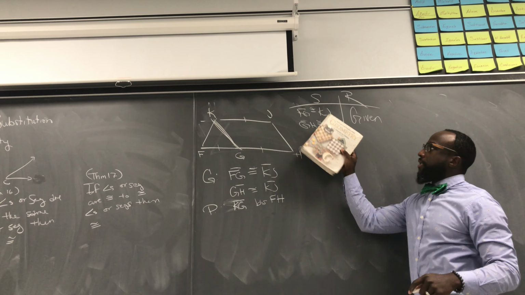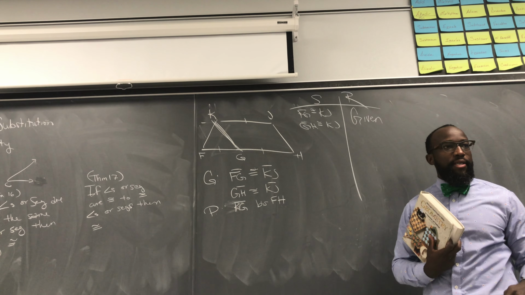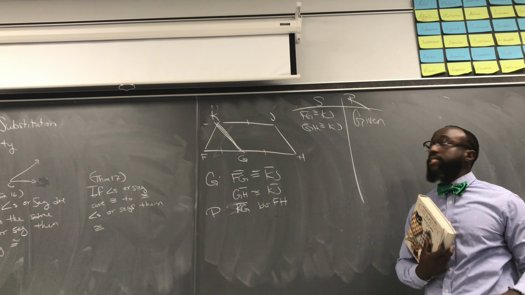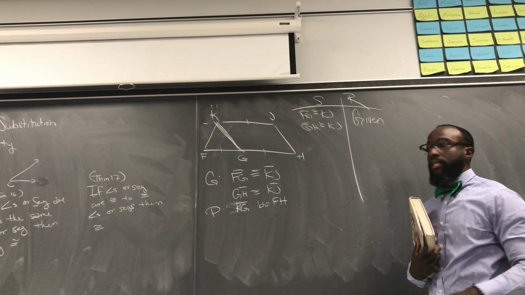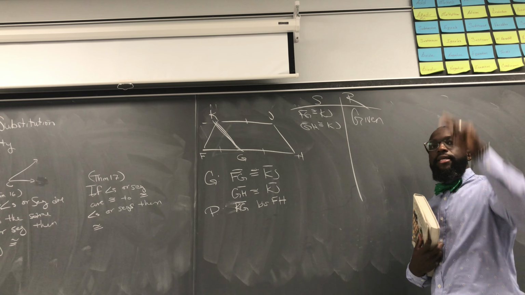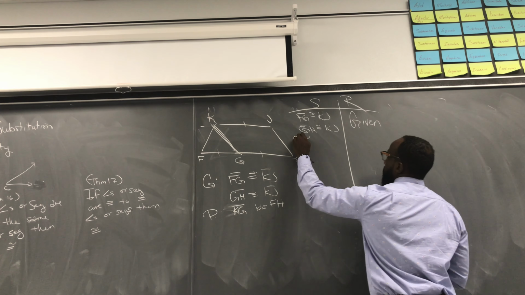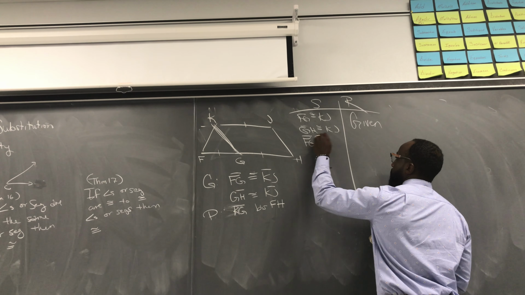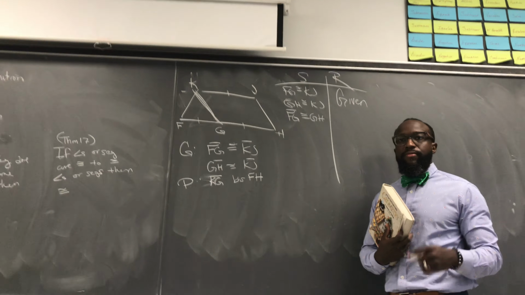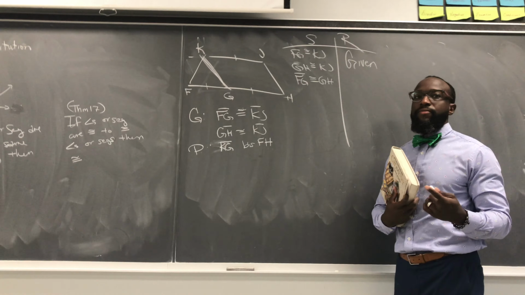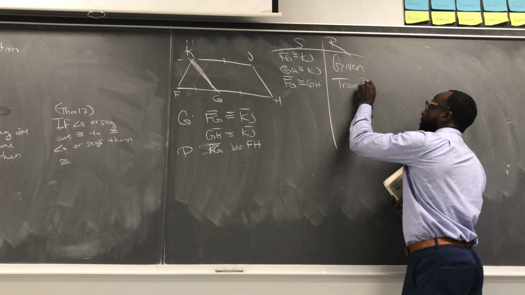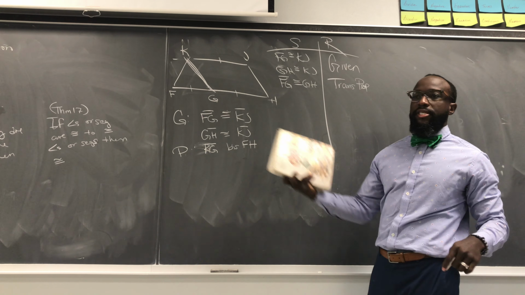Now, based on this, what's the next statement you can make? What do you think? Look at what we got. FG is congruent to KJ. GH is congruent to KJ. Yes, ma'am. FG is congruent to GH. Very good. FG is congruent to GH. Why? Exactly. So we could just say transitive property. That would be theorem 16, right?